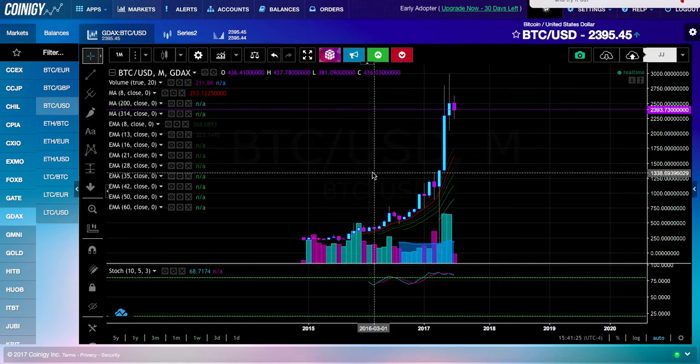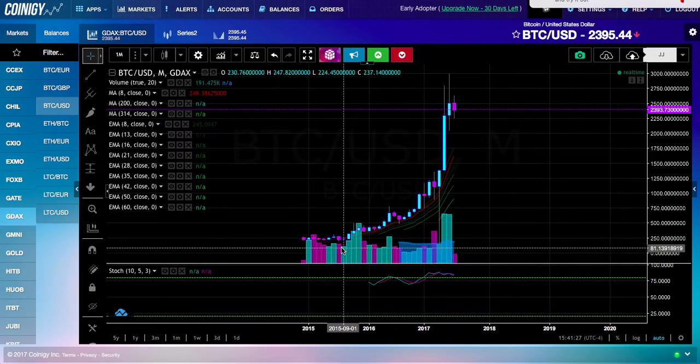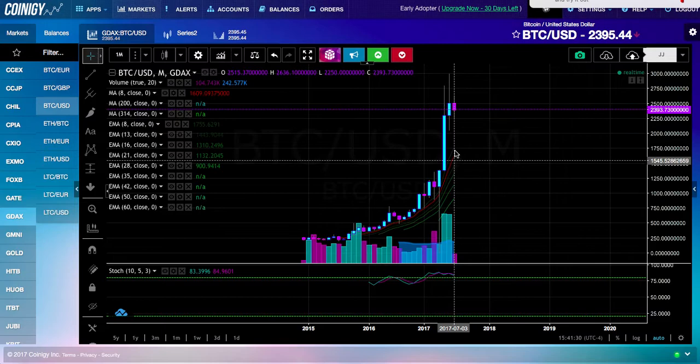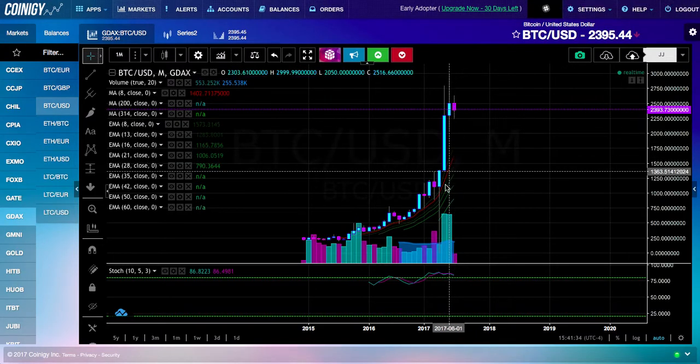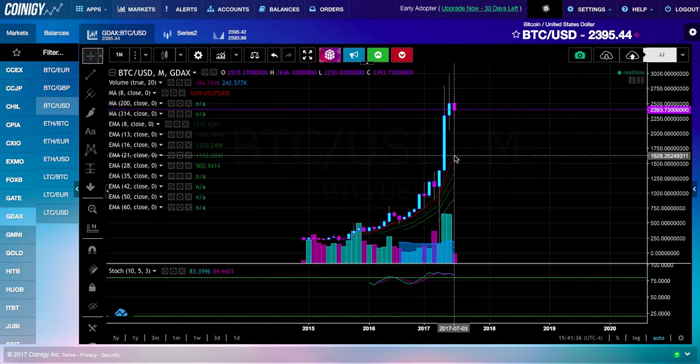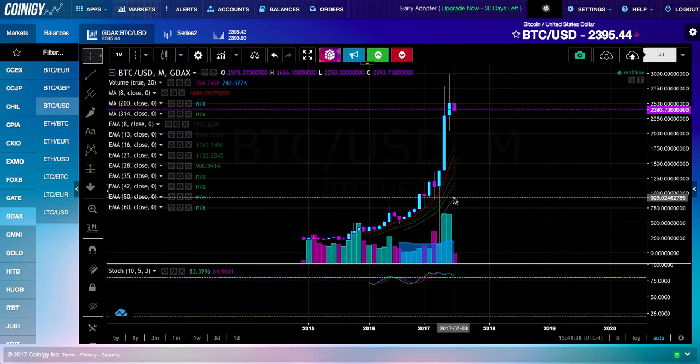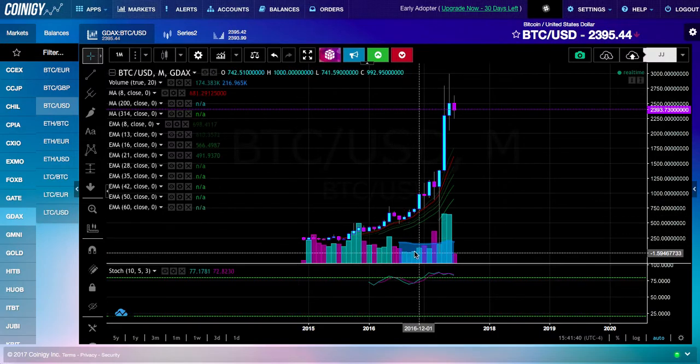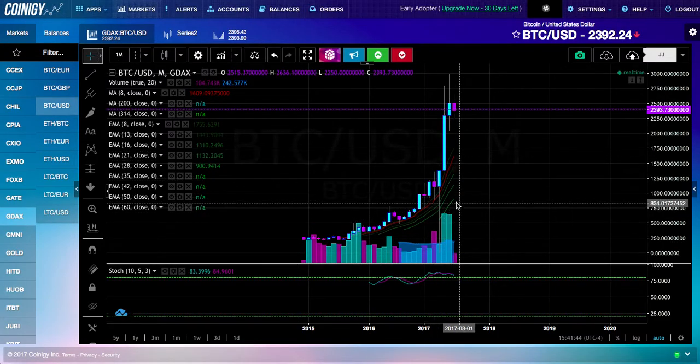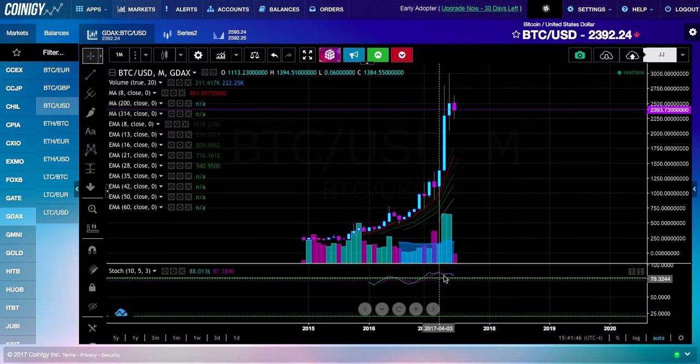So on the monthly level, we still have a lot of distance here, guys, between where Bitcoin's trading now and the eight period moving average, this red line. I went ahead and built the bands in. We call them our wave formation bands in our model. You'll see it on the next chart.